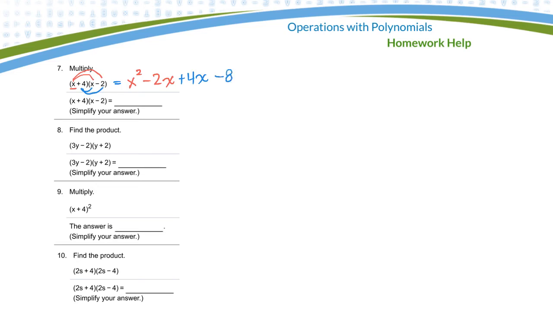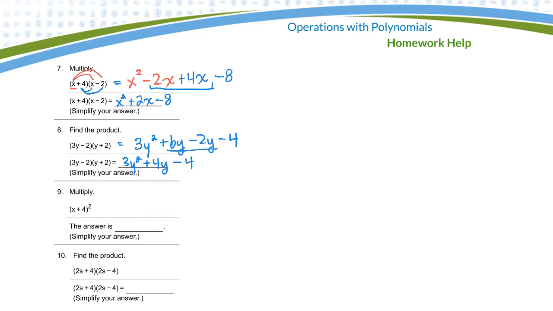Okay, so now I look for like terms if there are any. Sure enough, there's some right there. So my final answer will be x squared. Minus 2 plus 4 would be a positive 2x minus 8. That'd be my answer for that one. For the next one, same kind of thing. So it'd be 3y squared plus 6y minus 2y minus 4. Again, collecting like terms, the middle two I can collect. 6 take away 2 would be a positive 4y minus 4.